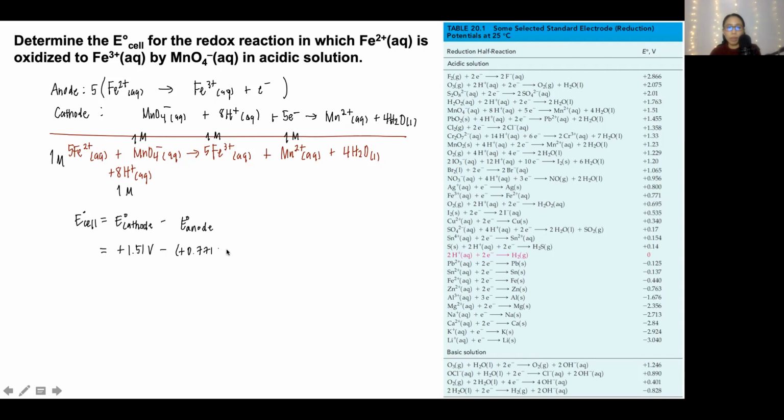So its reduction potential is positive 0.771. So again, the minus sign here, its purpose is to reverse the sign of the standard reduction potential in the anode. Because it's in the anode, it should be an oxidation reaction. So this will give us a value of 1.51 minus 0.771. That's positive 0.739 volt. Which means this reaction is spontaneous at standard conditions.